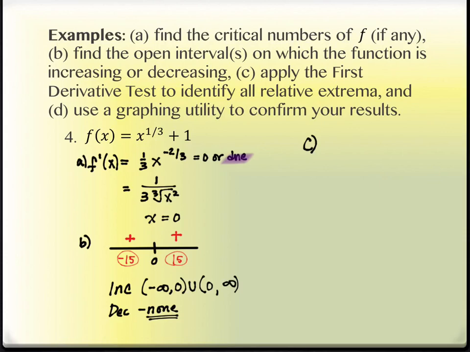What does this sign chart tell you about that? It doesn't have one. If I were drawing those sort of lines in there, it would look like this. Right? So what's happening at 0? Well, I don't know exactly what's happening, but I know it's not a max or a min. Right? So there are no max, no min.